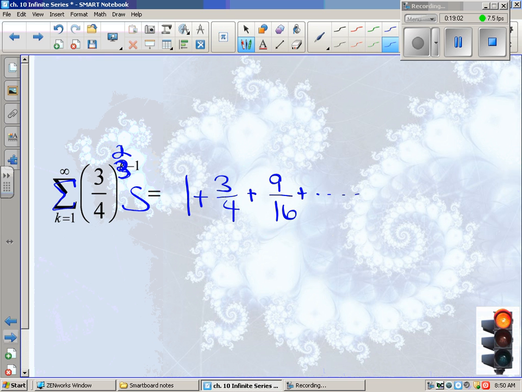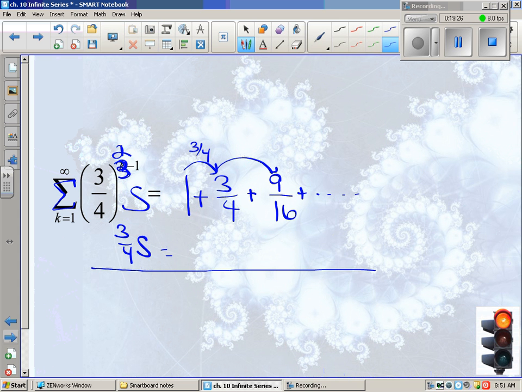So what's the process that we're going to do to figure out what this is approaching? Figure out your pattern. What are we multiplying by to get from 1 to 3/4? 3/4, right? And did we multiply by 3/4 again? Yes, it's true. So we're going to write 3/4 S equals, and I'd like you to finish that question. Are you good with that? All right.